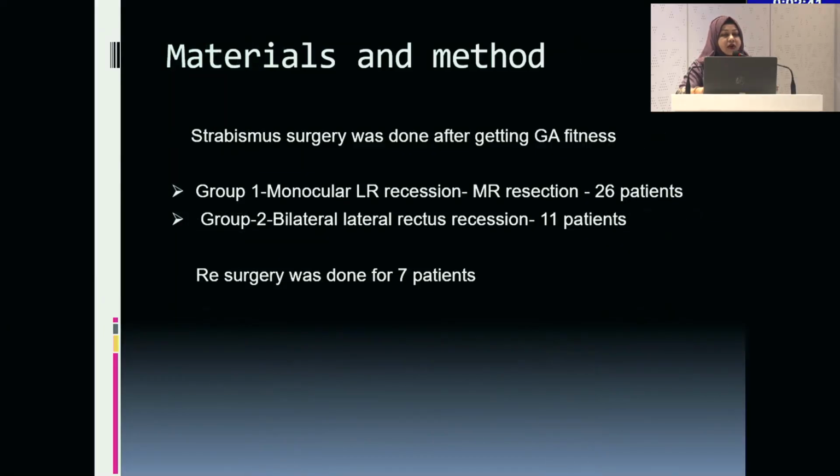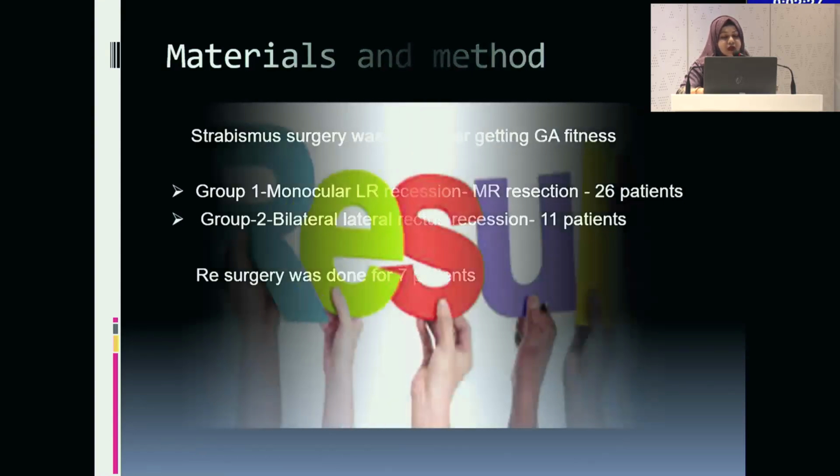The patients were divided into two groups, group 1 and group 2. In group 1, 26 patients underwent monocular lateral rectus recession and medial rectus resection. In group 2, 11 patients underwent bilateral lateral rectus recession. Resurgery was done for 7 patients.